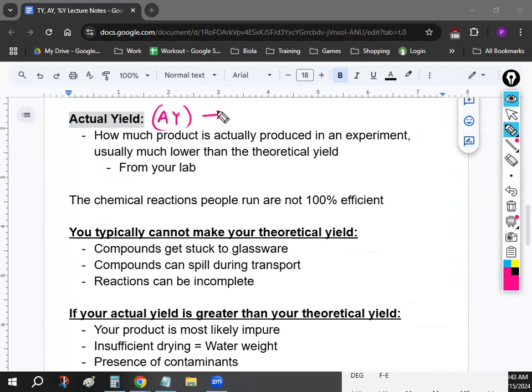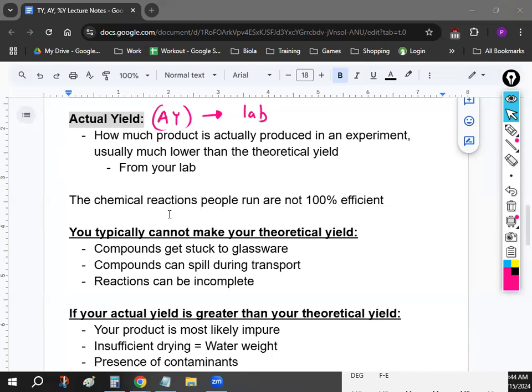So this is the number that you are going to get in your lab. Okay, so when we start our lab next class, you're going to be actually making chemicals, and then you're going to weigh it out on a scale, and whatever the weight is, that's going to be your actual yield. Okay. So today, we're not going to be doing any experiments or anything like that, but it's going to tell you in the problem what the actual yield is or how much you made in a lab. Whatever amount of a chemical you make in a lab, that's your actual yield.